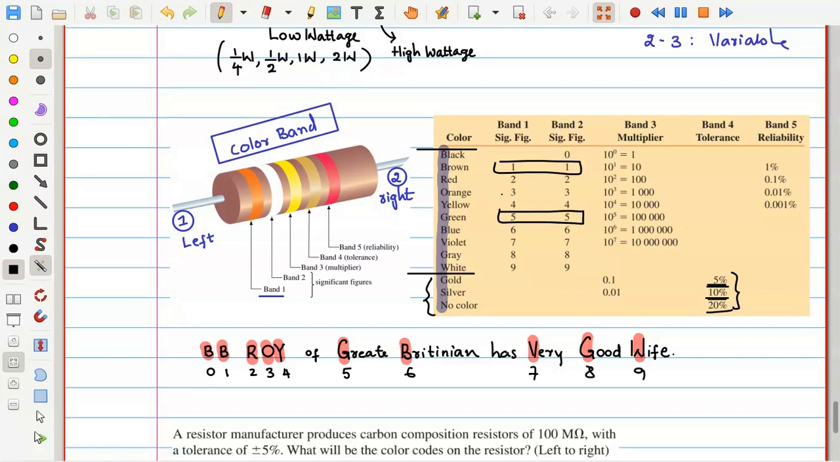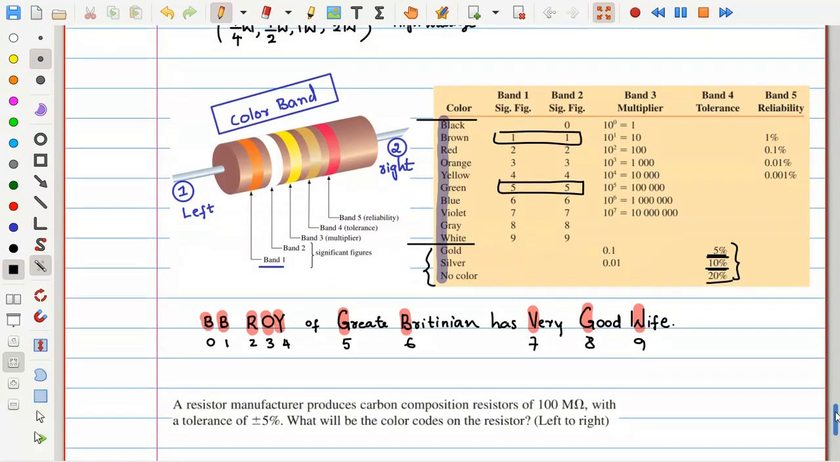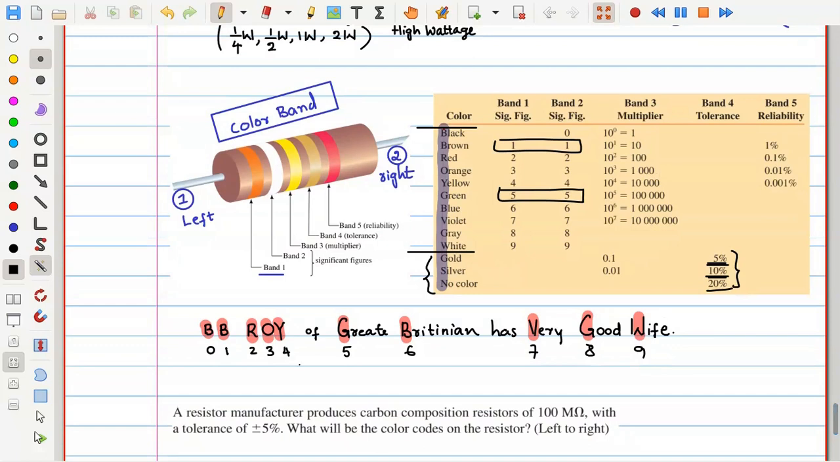Now, let us calculate the resistance value this way. Let us say the resistance R is equal to band 1 number into band 2 number. These are what we call significant figures, into the multiplier, which is the third band, so into 10 power band 3. Additionally, band 4 is the tolerance.